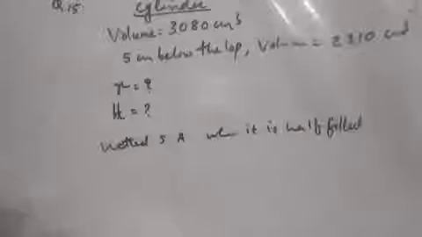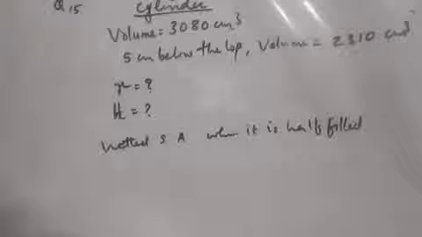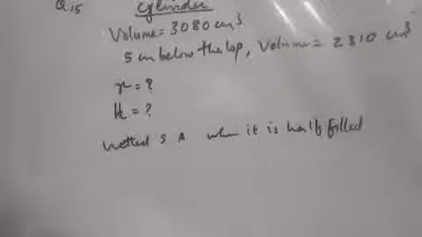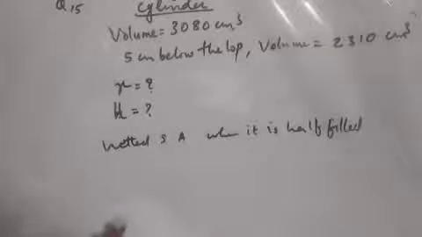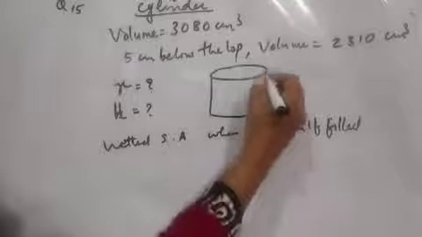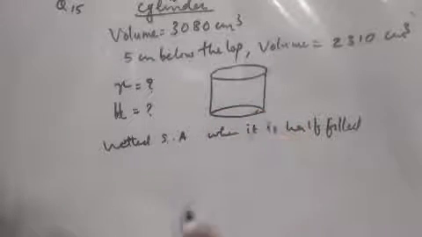Now the next question is question 15. 3080 centimeter cube of water is required to fill a cylindrical vessel completely, and 2310 centimeter cube of water is required to fill it up to 5 centimeter below the top. Find the radius of the vessel, the height of the vessel, and the wet surface area of the vessel when it is half filled with water. It's given that the total volume of the cylinder is 3080.